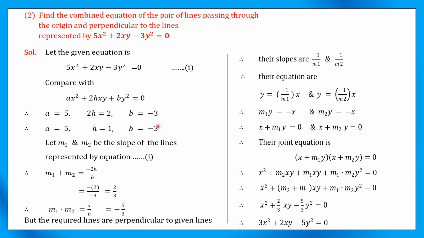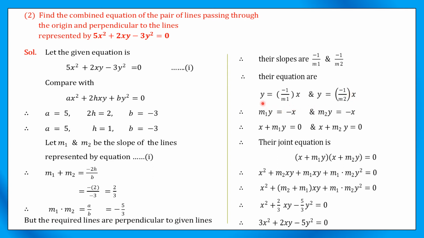Minus, and take the reciprocal of the first line's slope, minus and reciprocal of the second line's slope, as the required lines are perpendicular. Therefore, these lines pass through the origin, so the equation is y equal to mx. Putting m as the slope of the first line, minus 1 divided by m1, and the slope of the second line, minus 1 divided by m2, we get the lines y equal to minus 1 divided by m1 into x and y equal to minus 1 divided by m2 into x.